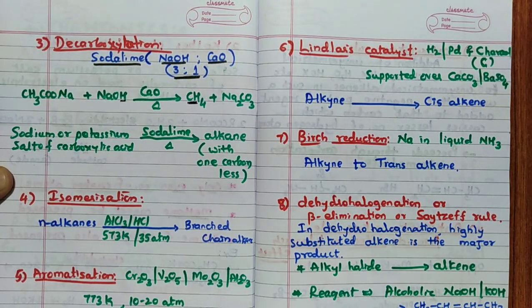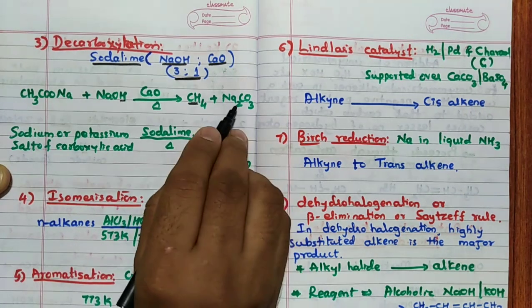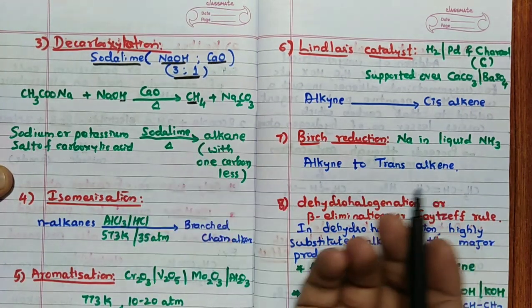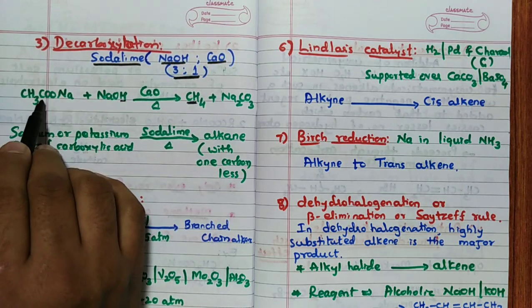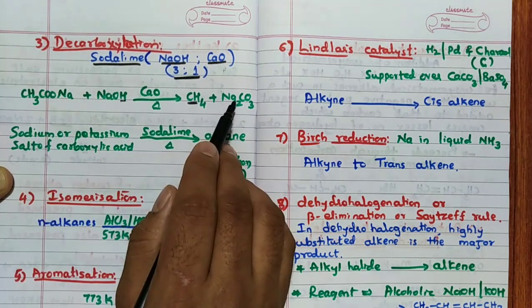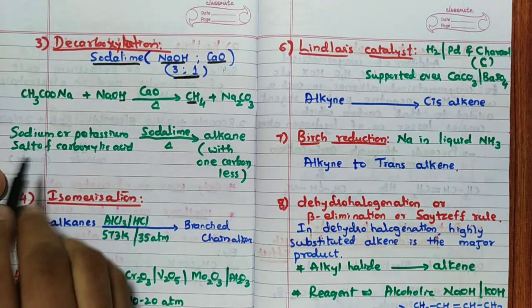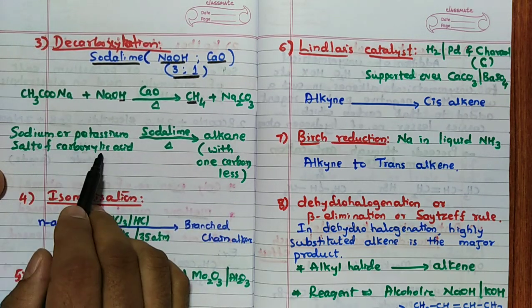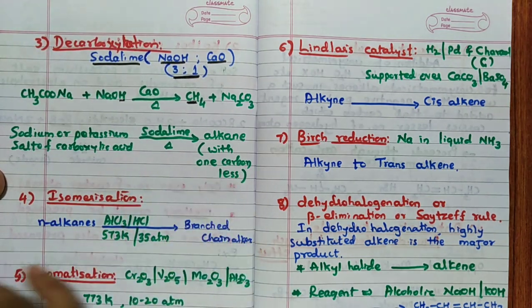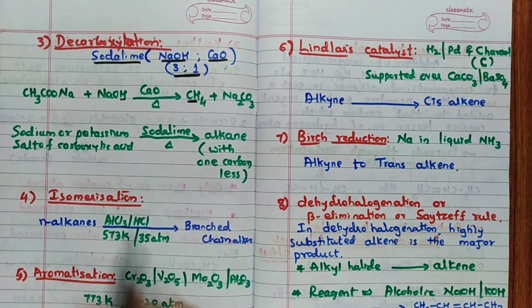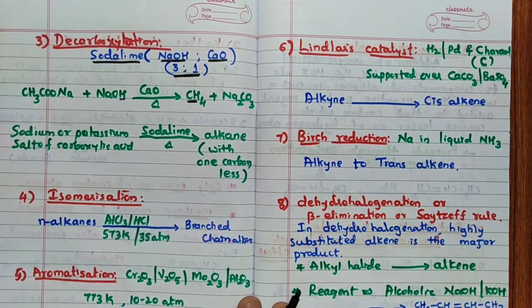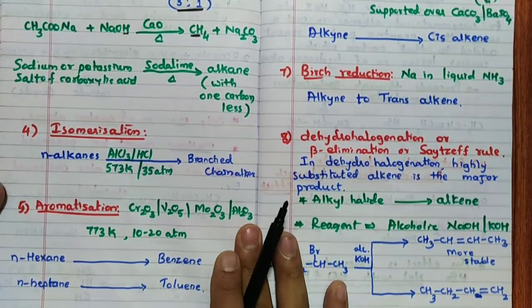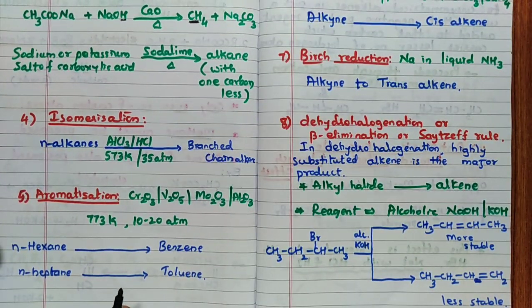So once it was asked, in Na2CO3, where does the carbon come from? Whether it is soda lime or this one, remember that it came from the salt, forming Na2CO3. So the general reaction: sodium or potassium salt of carboxylic acid with soda lime forms an alkane with one carbon less. Remember, here 2 carbon atoms, here 1 carbon atom. Very simple, very important.